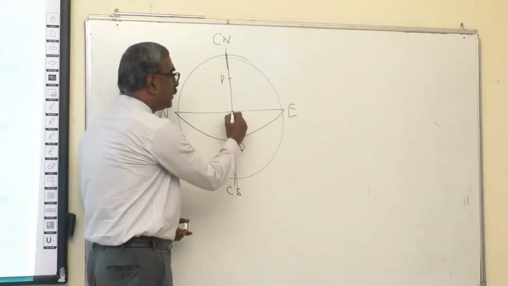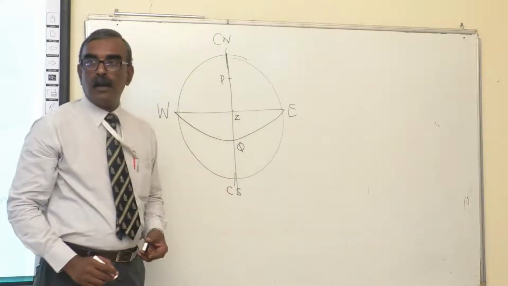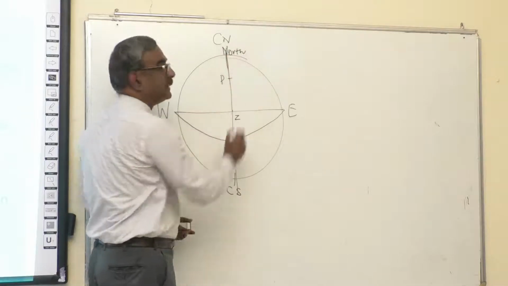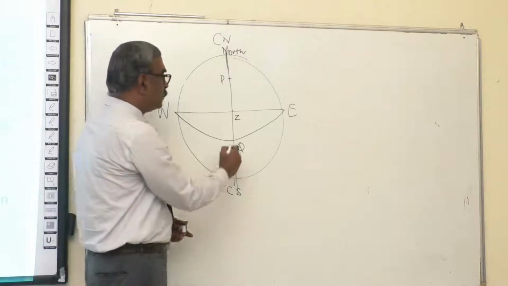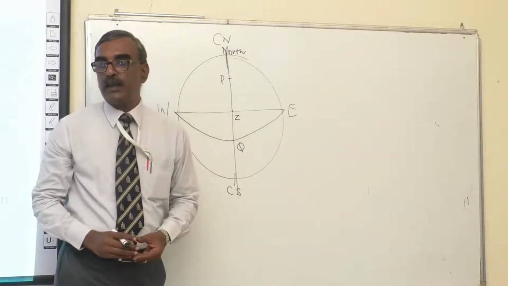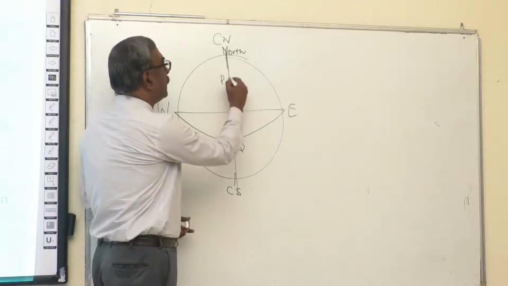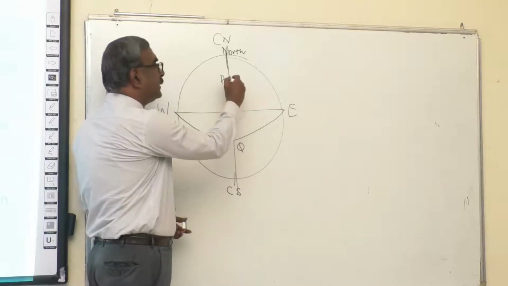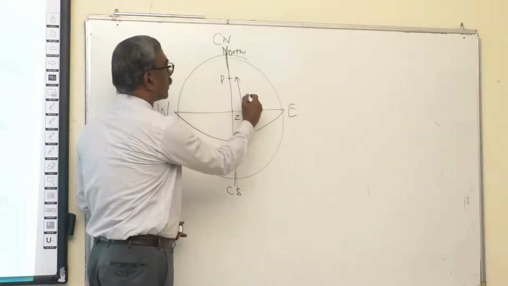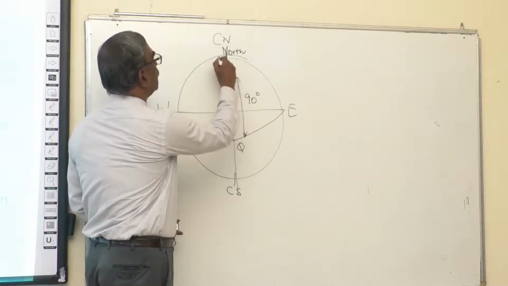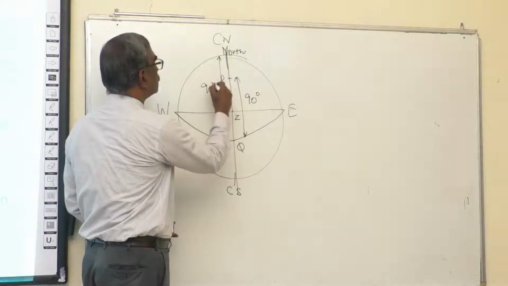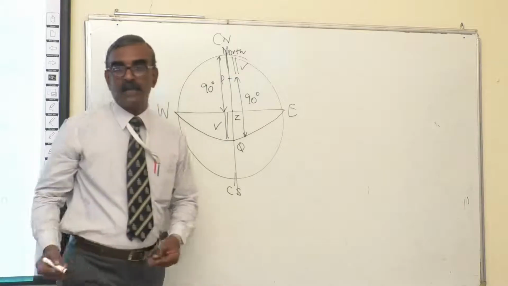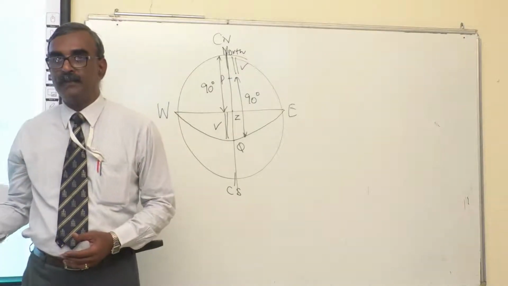The distance between Z to P and P to direction north is 90 degrees. And we also know that Q to Z, and Z to N is also 90 degrees. Hence, this distance is equal to this distance, which is nothing but latitude. That is what is explained in the slide here.